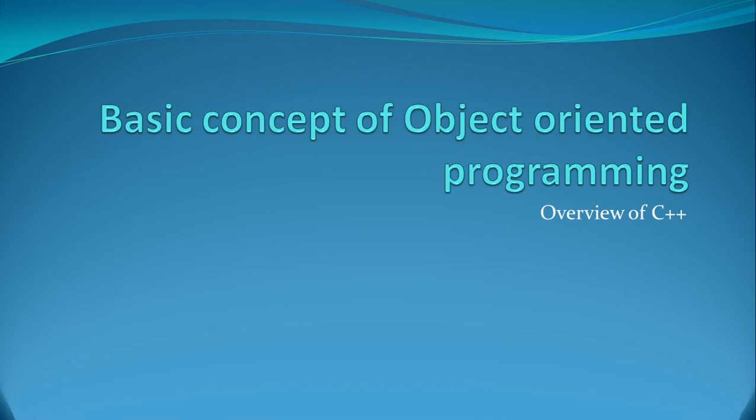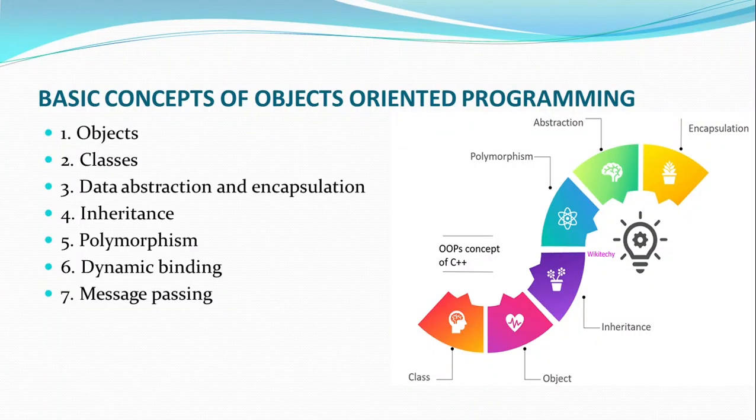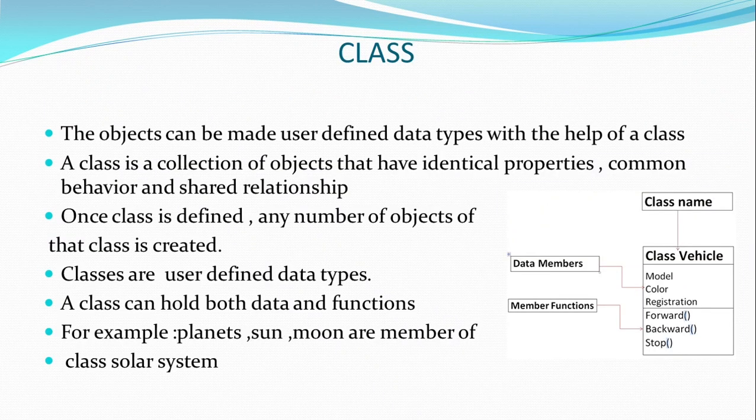Today we are going to speak about the topic basic concept of object oriented programming. This is an overview of C++. In basic concept, there are seven features: object, classes, data abstraction and encapsulation, inheritance, polymorphism, dynamic binding, and message passing. Now we can see in brief one by one.